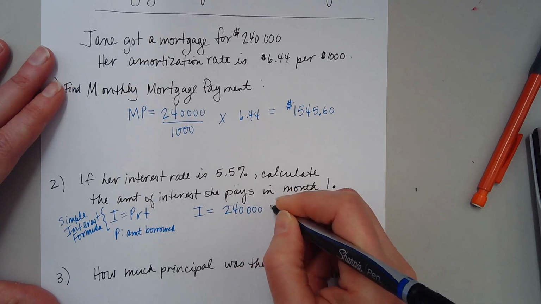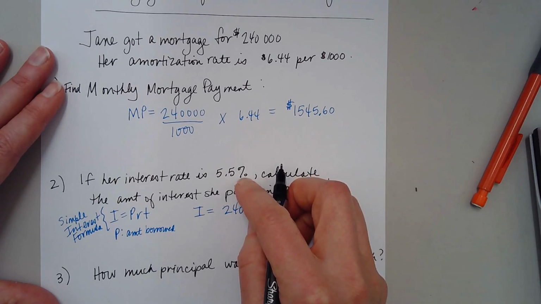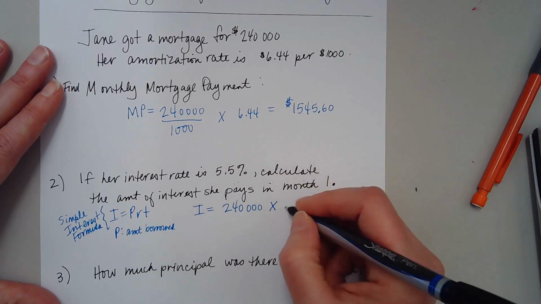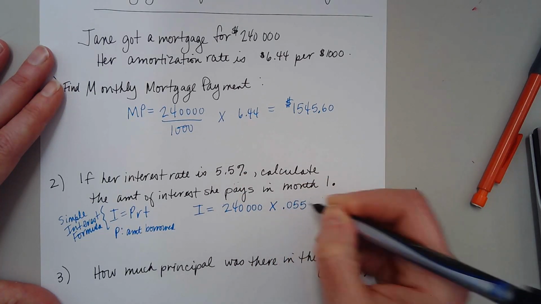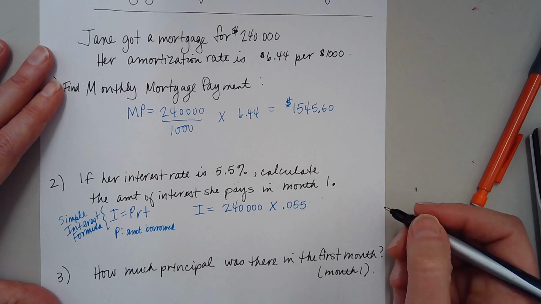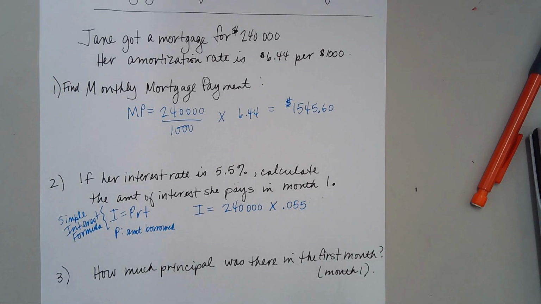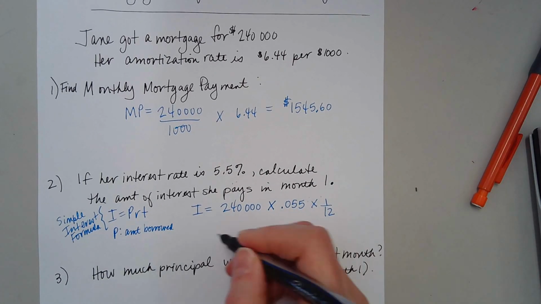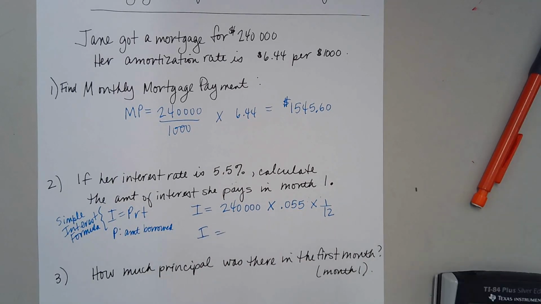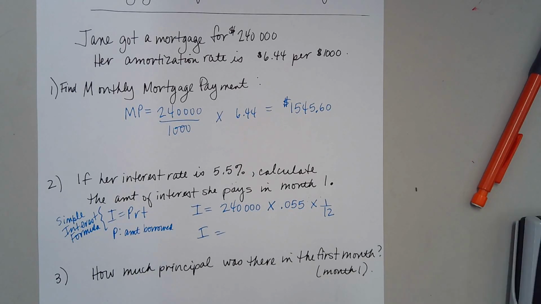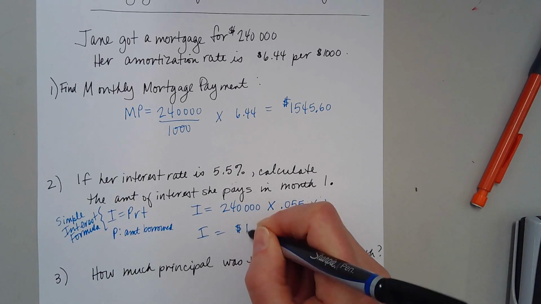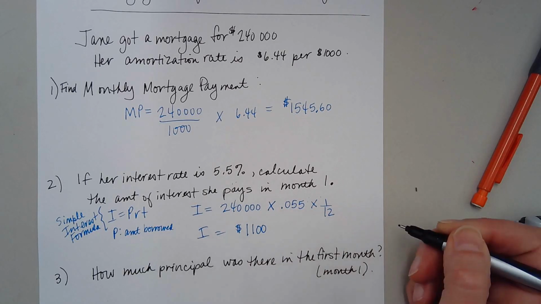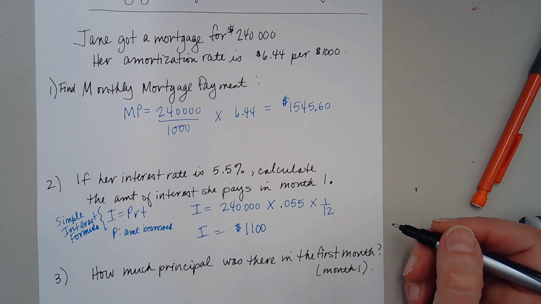240,000. Now, the interest rate, that's pretty easy. What's 5.5 divided by 100? Yeah, 0.055. And for 1 month, what's the time? How many years is 1 month? The 12th of a year, right? And that goes into my calculator, 1 divided by 12. So I get the amount of interest is $1,100, right?